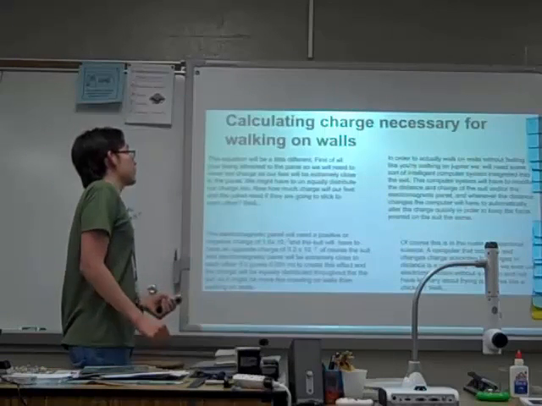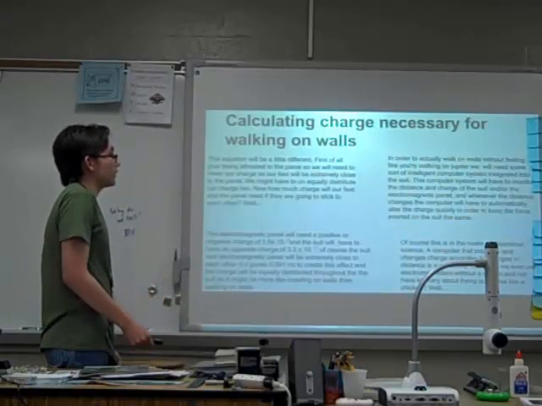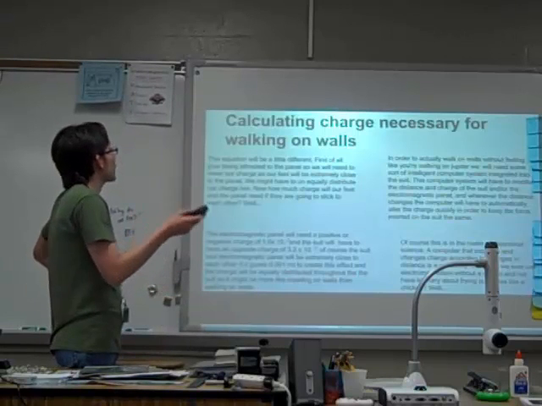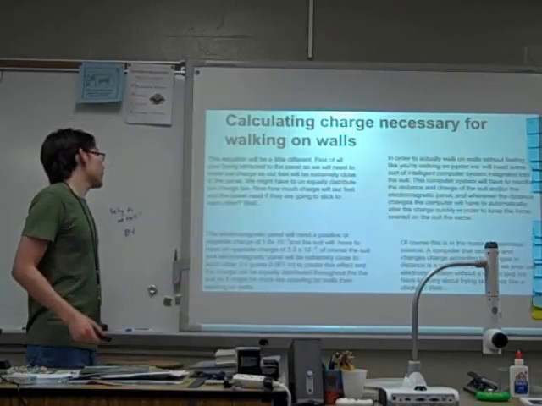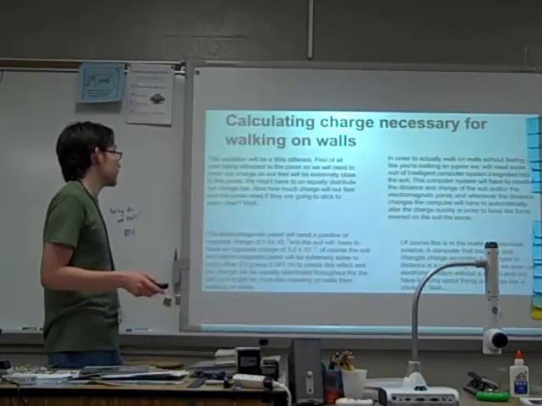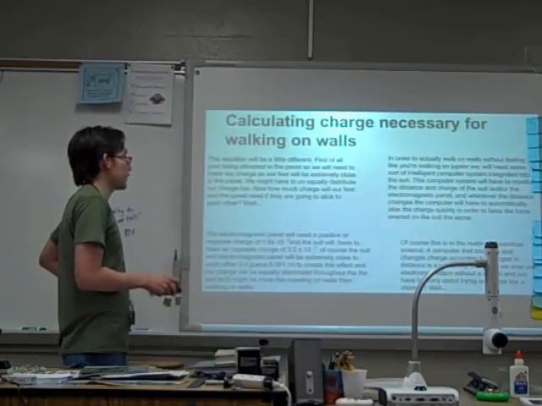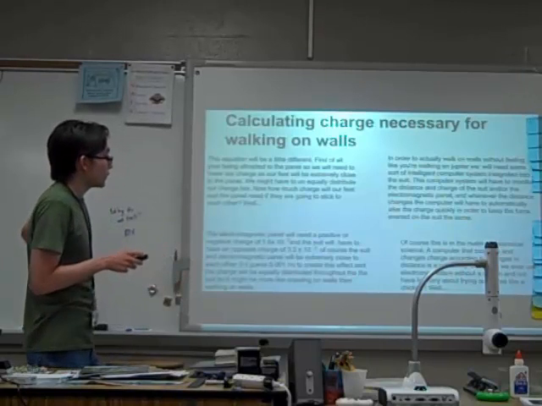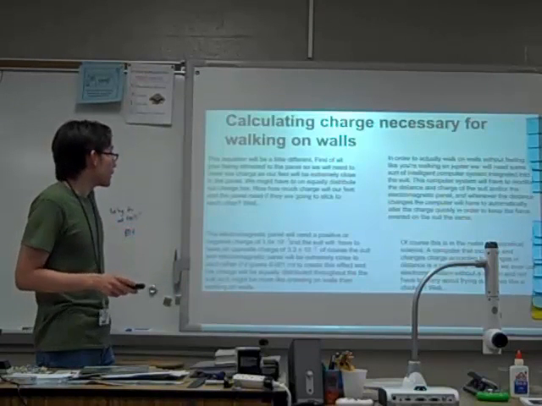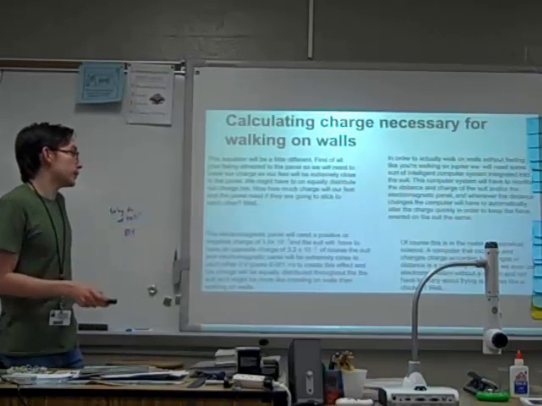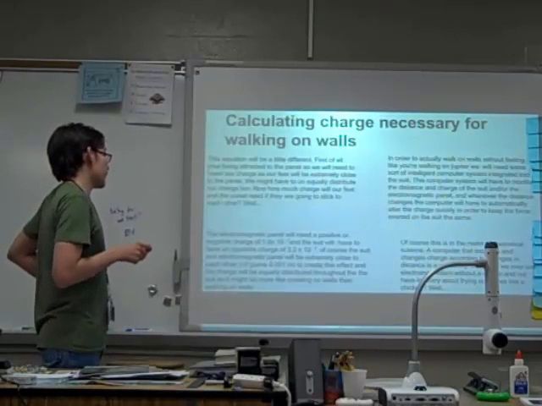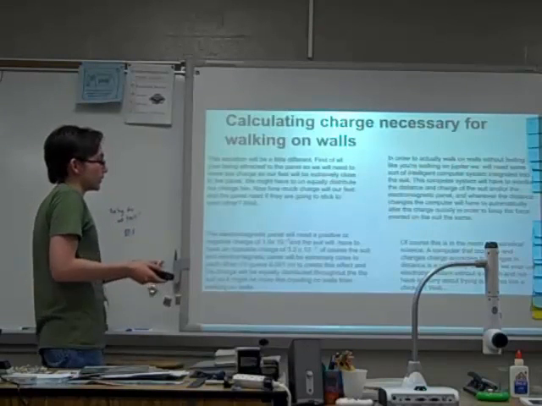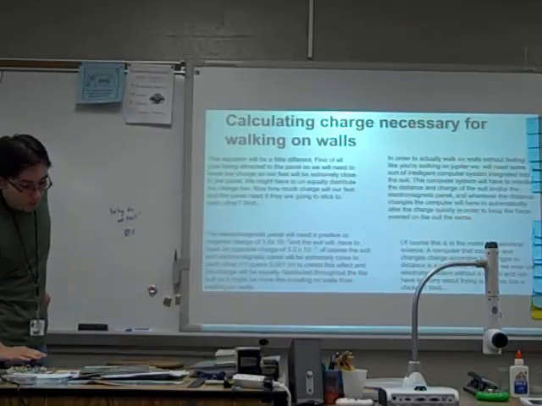We have to unequally distribute our charge too. How much charge will our feet and the panel need relative to each other? Well, the electromagnetic panel will need a positive or negative charge of 1.67 times 10 to the power of negative 7 coulombs, and so we'll have to have an opposite charge of 3.2 times 10 to the power of negative 7. Of course, the suit and electromagnetic panel will be extremely close to each other, at 0.21 meters since touching it.